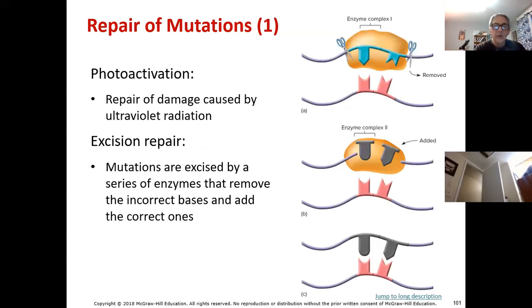Repair of mutations. Your body, and organisms, do have the ability to repair to a certain extent. One is photoactivation. UV light can cause damage, and an enzyme complex can come in and cut out the mistake and replace it. Another enzyme comes in and replaces it. Excision repair: mutations are excised by a series of enzymes that remove the incorrect bases and add correct ones.